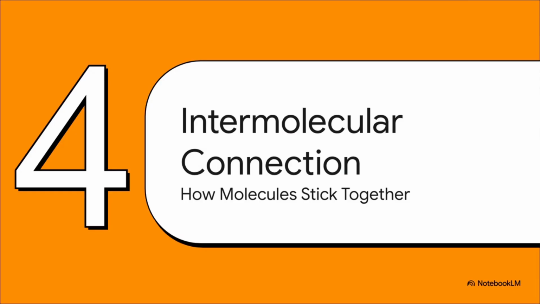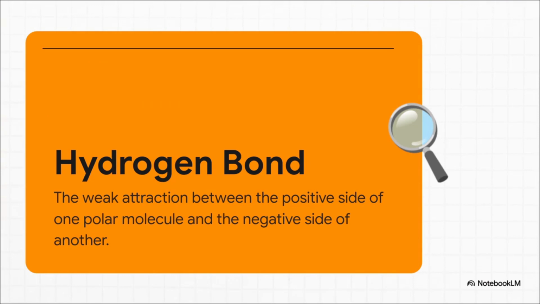A single water molecule is cool and all, but a glass of water has trillions upon trillions of them. So how do all these little tiny magnets interact with each other? This is where the whole thing becomes incredibly powerful. They stick to each other using something called a hydrogen bond. And it works exactly like you think it would with magnets.